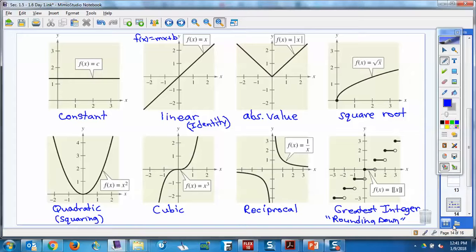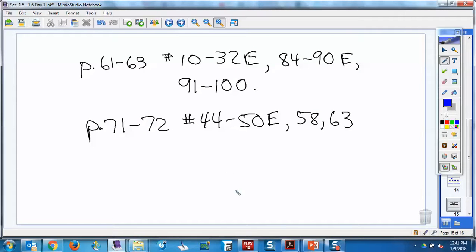All right, so your homework, I'm going to go on. Again, these are listed on page 70. Okay, so you can get these on page 70. So that's the homework.